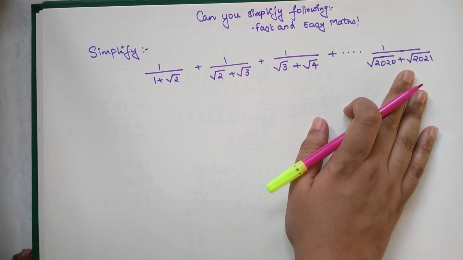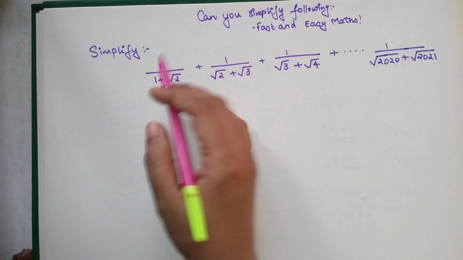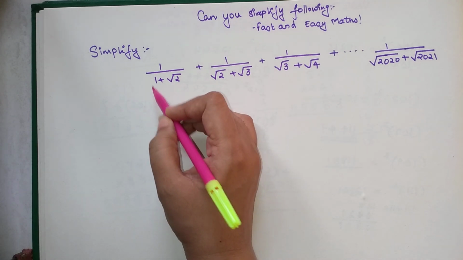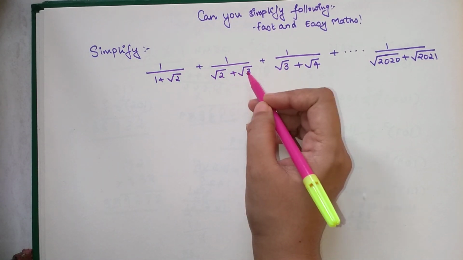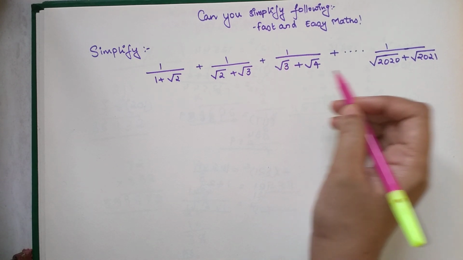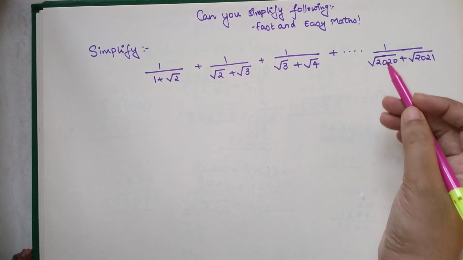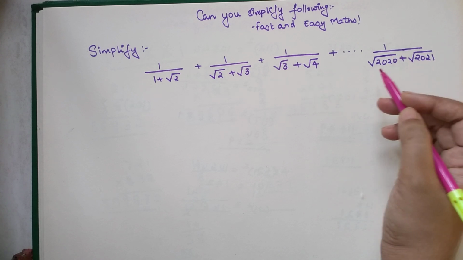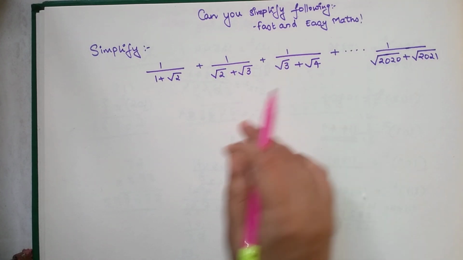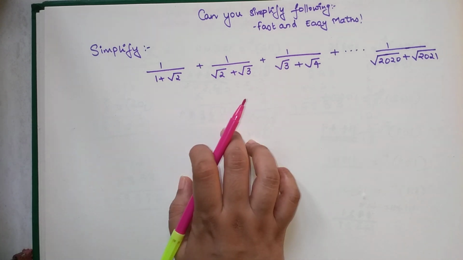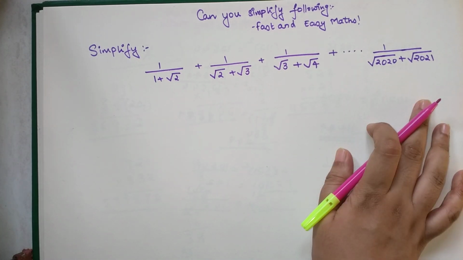So let's start. Now the question says that 1 upon 1 plus root 2, plus 1 upon root 2 plus root 3, plus 1 upon root 3 plus root 4, and so on and so forth, going up to 1 upon root of 2020 plus root of 2021. So how are you going to solve this kind of a question?